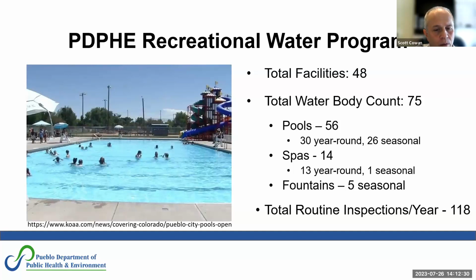So for our program, for the year round bodies of water, we inspect those twice a year for routine inspections. We do the seasonal bodies of water once a year for routine inspections. So that results in about 118 routine inspections a year. Now that number does not include follow-up inspections where we need to go back and correct issues that we identified during those routine inspections that we were unable to work with the operator to correct while we were on site. And it also doesn't include complaint inspections, which at times we can have a fair number of, depending on the facility and what's going on there.